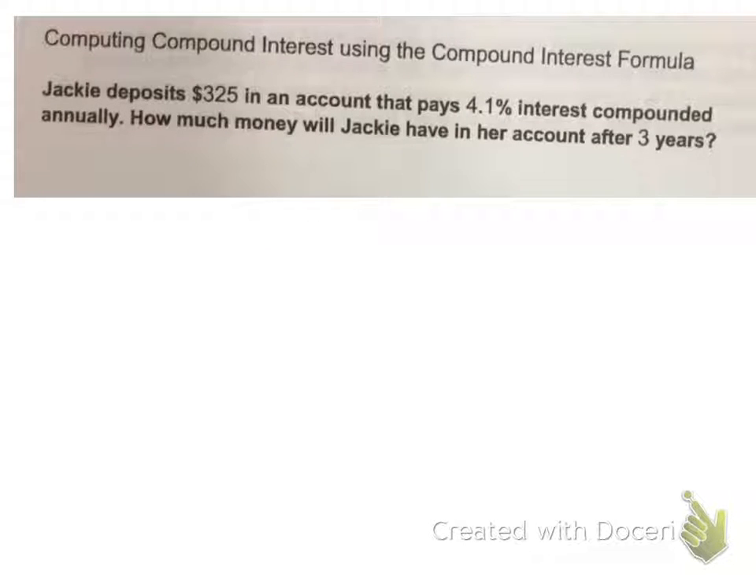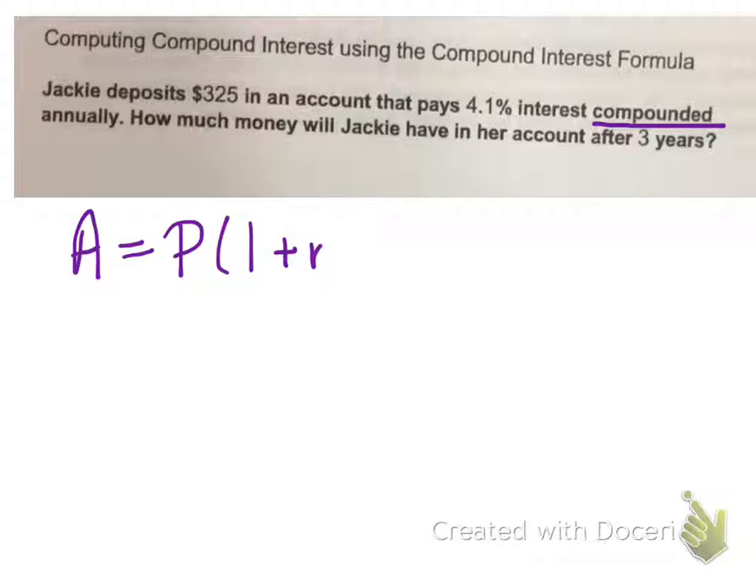All right, computing compound interest using the compound interest formula. Jackie deposits $325 in an account that pays 4.1% interest compounded annually. How much money will Jackie have in her account after 3 years? So I'm wanting you to see the difference between the two types of problems. Here it specifically says that the interest is compounded. So you're going to choose a different formula. And that formula is A equals P, parentheses, 1 plus R, close parentheses, to the T power.